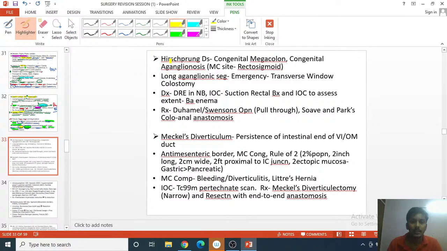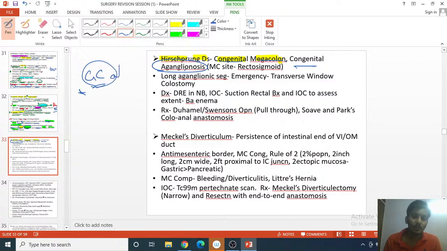Please remember. Then Hirschsprung's disease. Okay, Hirschsprung's disease is nothing but your congenital megacolon. Hirschsprung's disease में क्या होता है? There is congenital aganglionosis. मतलब ganglion cell layers इधर absent. Okay, so ganglion cells are absent over here in colon. So अगर colon में ganglion cell absent है, it leads to Hirschsprung disease. Esophagus में ganglion cell absent है, it leads to achalasia cardia. Please remember.